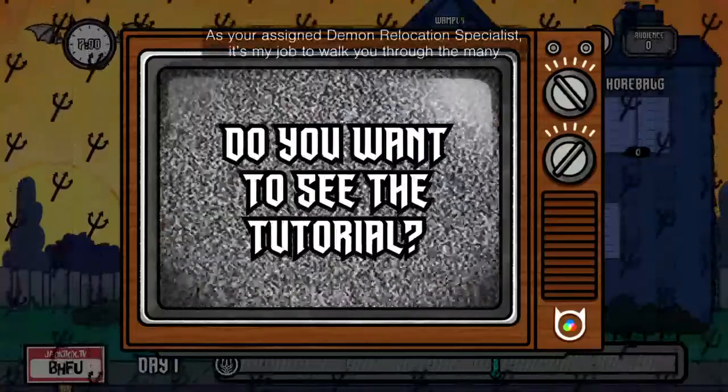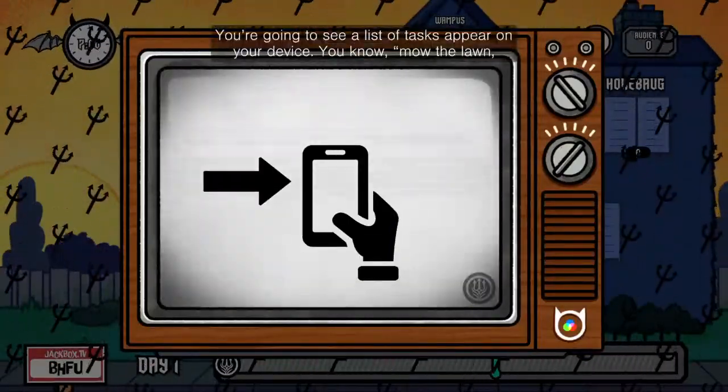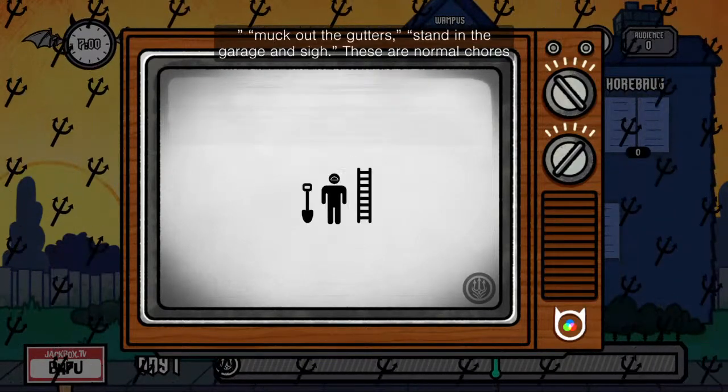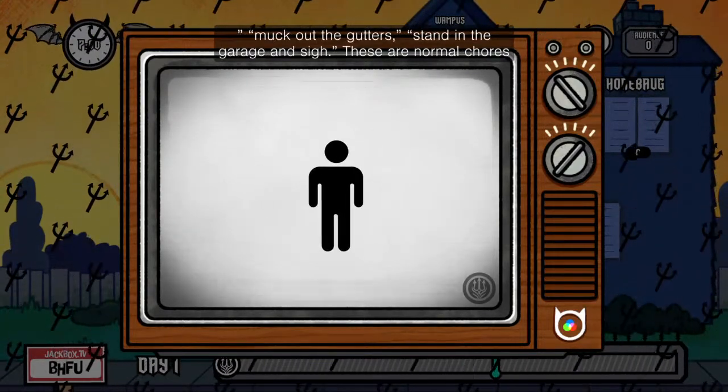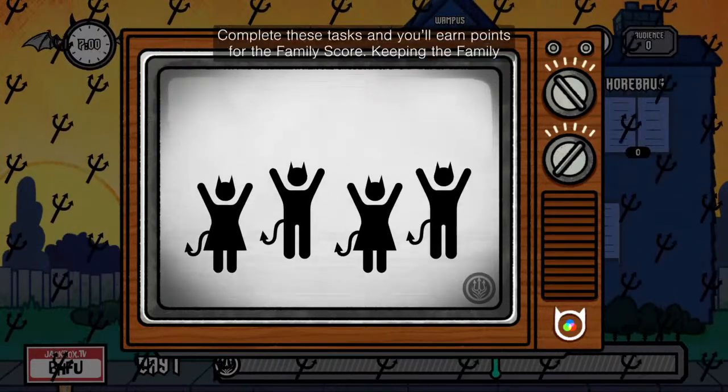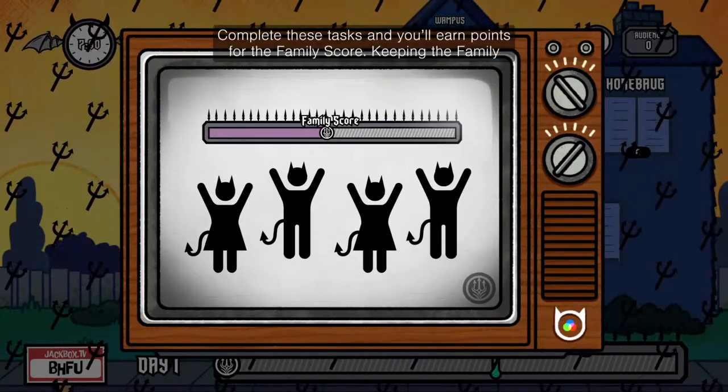As your assigned demon relocation specialist, excellent. You're going to see a list of tasks appear on your device. You know, mow the lawn, muck out the gutters, stand in the garage and sigh. These are normal chores humans do every day. No one knows why. Complete these tasks and you'll earn points for the family score.